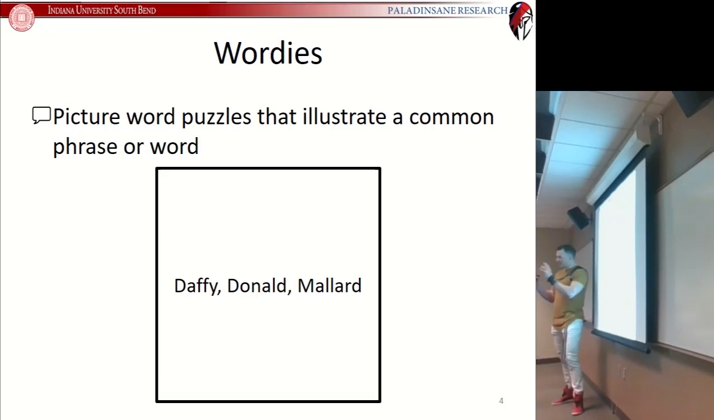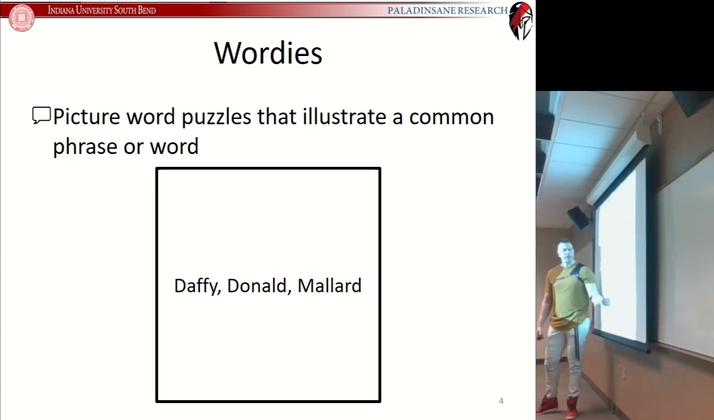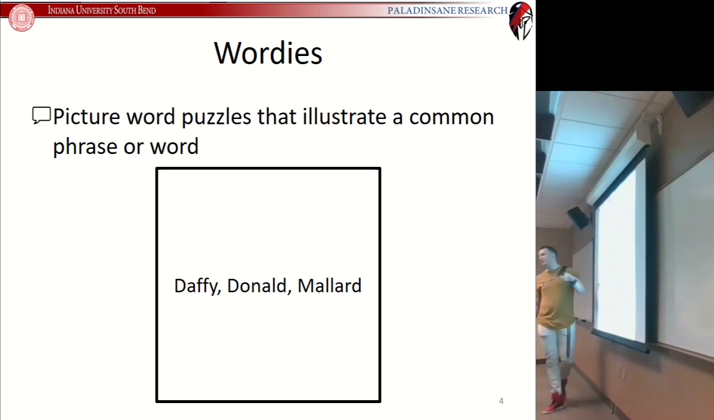So hopefully you recall the solutions that you came up with last time. And these were picture word puzzles that illustrated a common phrase. So this one, Daffy, Donald, and Mallard. This is ducks in a row. So we're going to use the Wordies to kind of do an in-class demo on incubation effects to see if we can get any incubation effects over the weekend.